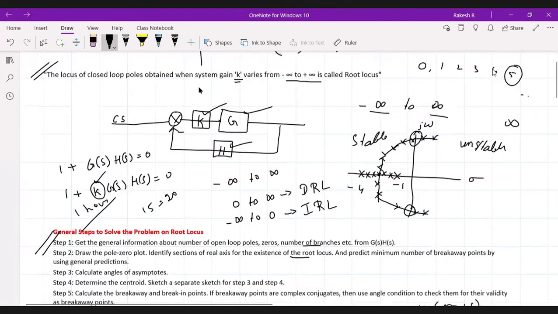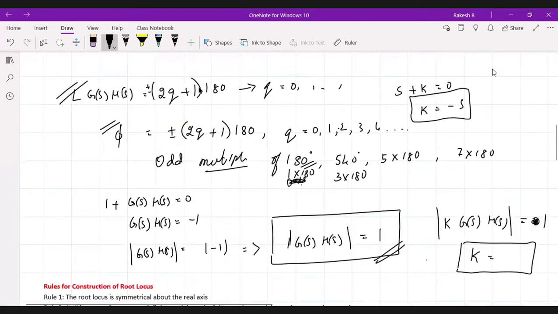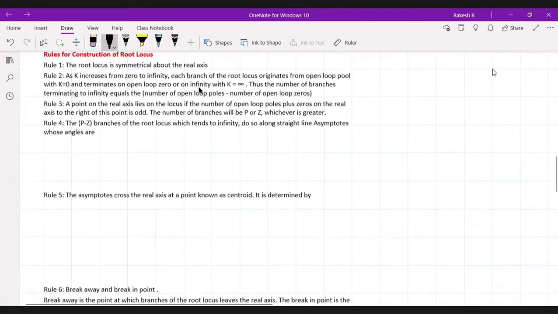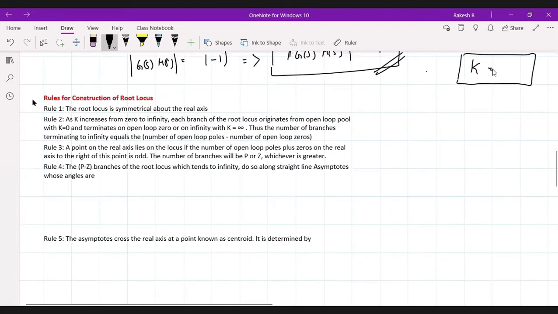Now we shall see the rules of constructing the root locus. Rules to construct the root locus we will be finding out here. Now the first rule, rule number 1, states that the root locus is symmetric about the real axis.